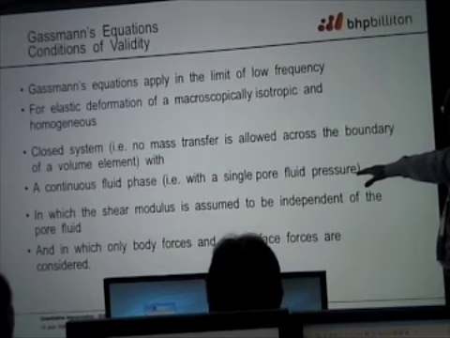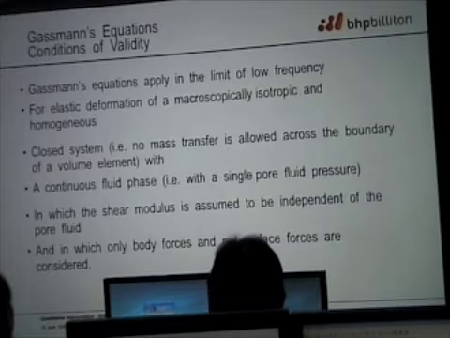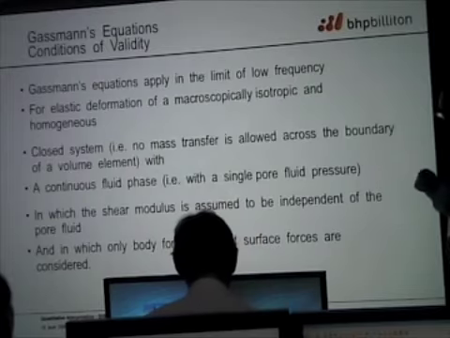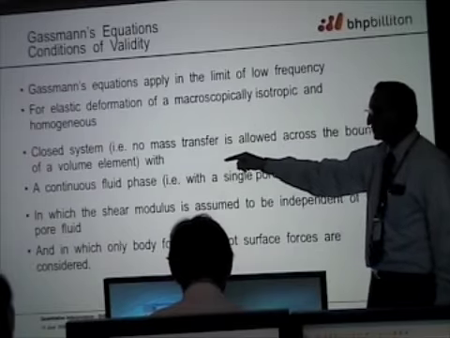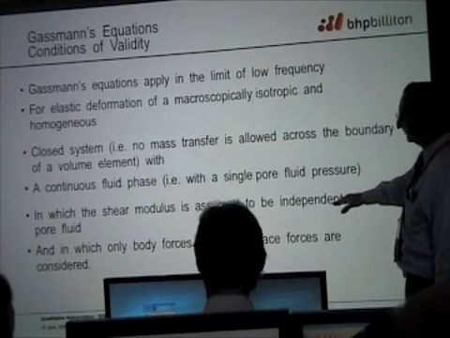Continuous fluid phase with a single pore fluid pressure. That's very important, and we'll talk about this a little later and bring it back up. But basically what this means is I have one pore system that's continuous so that I can define a pore fluid pressure everywhere in the rock. A single pore fluid pressure.